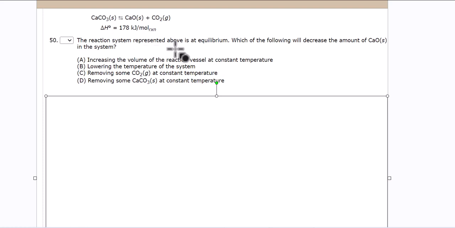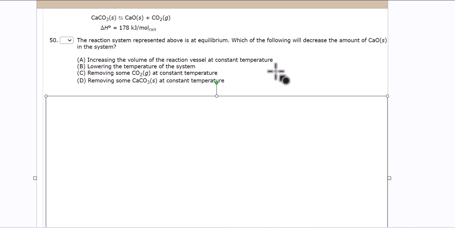They say the reaction is at equilibrium, so this is the situation where the forward reaction equals the reverse reaction. Which of the following will decrease? Okay, this is important. Decrease the amount of calcium oxide. We want this reaction to go so that the left arrow, the reverse reaction, goes faster than the forward reaction, using up some of this calcium oxide and CO2.